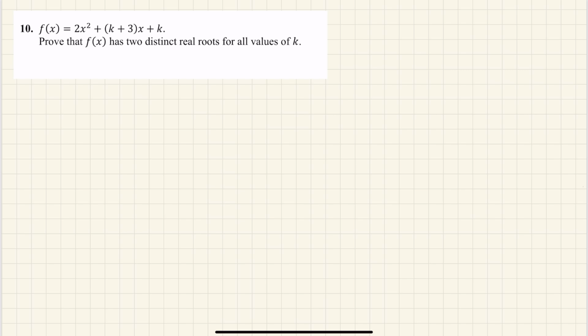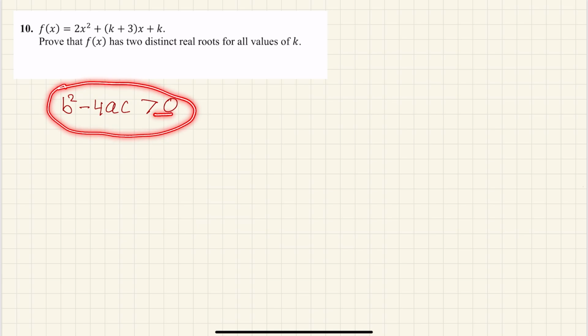Remember, if f of x has two distinct roots, the discriminant of f of x, b square minus 4ac, should be greater than 0. But in this question, we need to prove that f of x has two distinct real roots for any value of k, so we have to prove mathematically that the discriminant of this function f of x is greater than 0. How can we prove this?